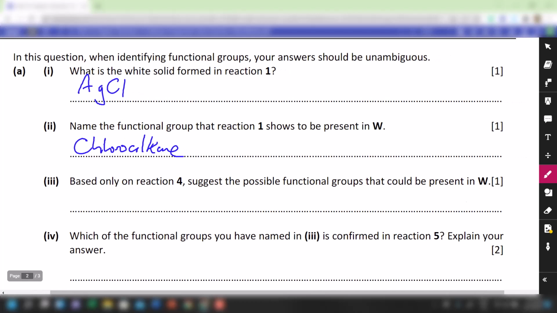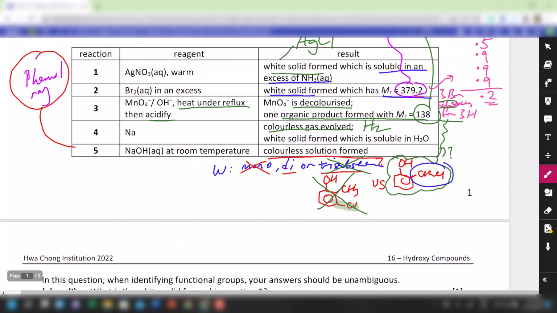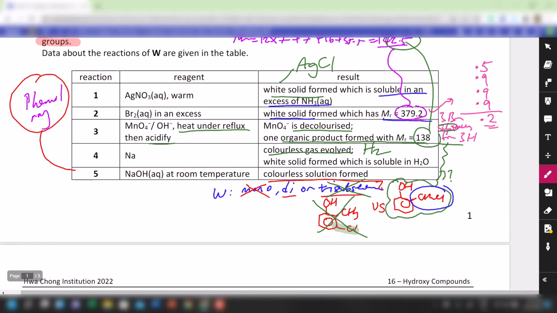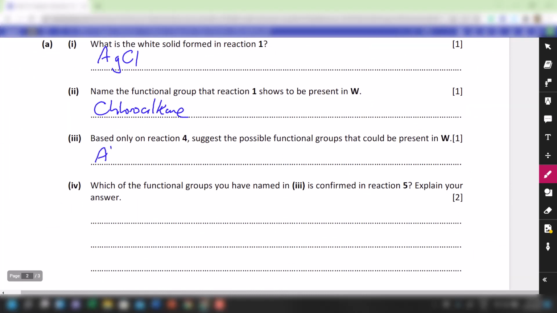Okay, and then for part 3, based on reaction 4, suggest the possible functional groups that could be present in W. Okay, so I can only base this on reaction 4, which is the reaction between sodium and the OH group. Yeah, so from here I can conclude alcohols, okay, or phenol. Okay, and then for part 4, which of the functional groups you have named in part 3 is confirmed in reaction 5? Explain your answer.